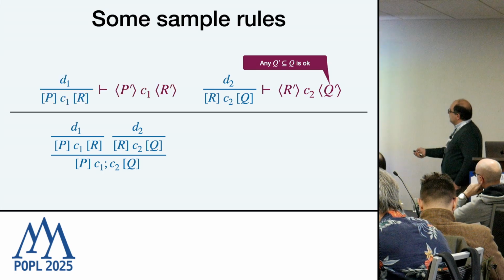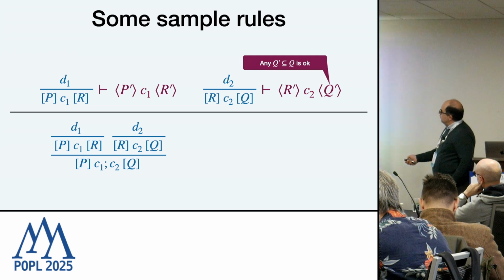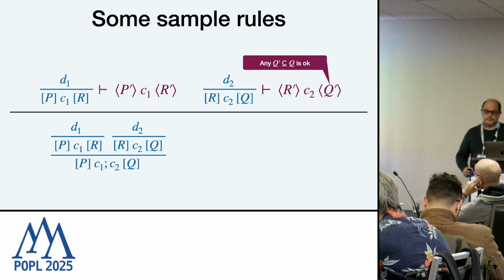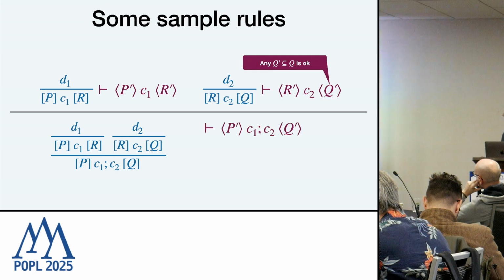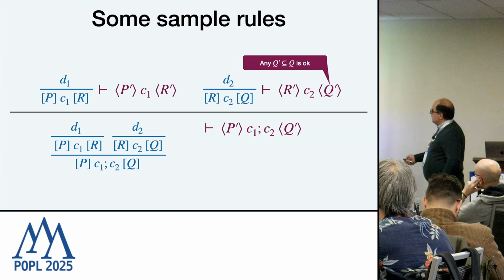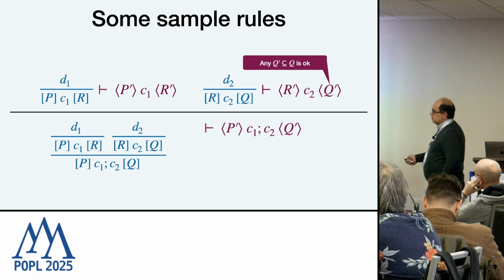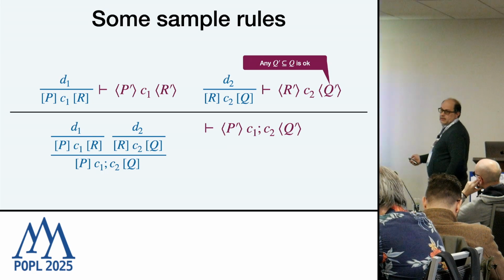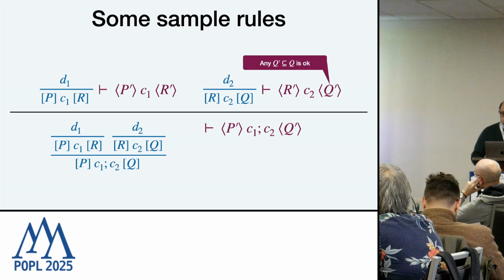Once we detect R prime, which will be a subset of R, we can re-exploit the previous proof of incorrectness for C1 to deduce P prime. This will allow us to conclude that starting from any state in P prime, by executing C1 and then C2, we can reach some of the bugs in Q prime.